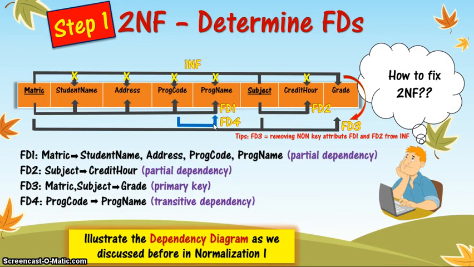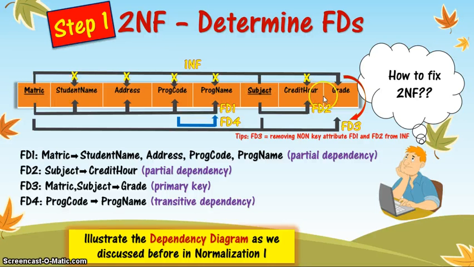Alright, the next step is for 2NF. 1NF is completed, so we go to 2NF. We have steps to identify 2NF. First, determine the FDs. Actually, we already discussed this in the previous explanation on normalization 1, on how to fix 2NF. You have to list the FDs first. We have techniques. I want to share the technique by illustration on a dependency diagram.